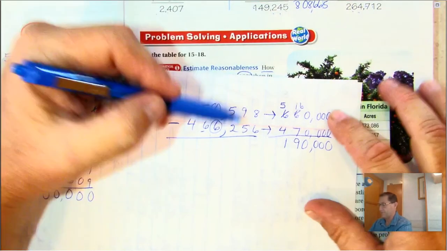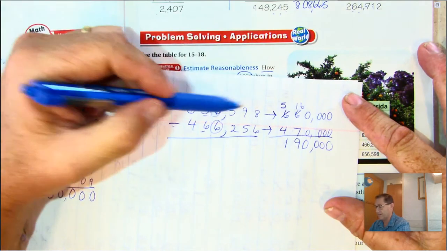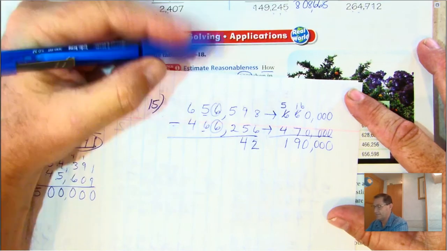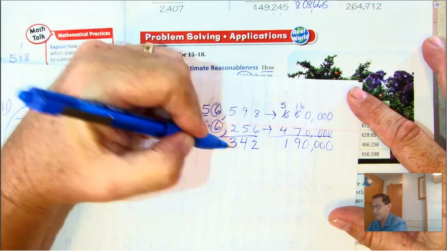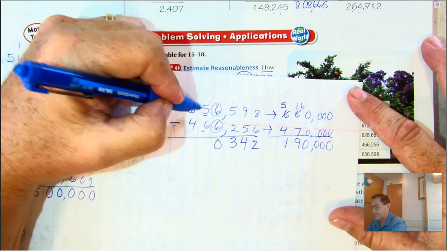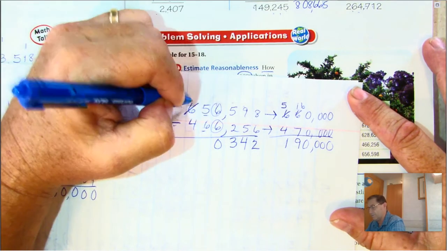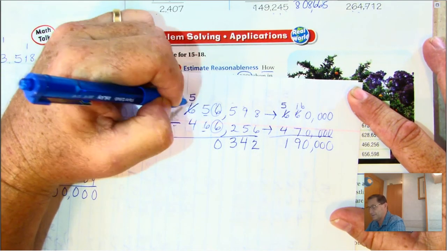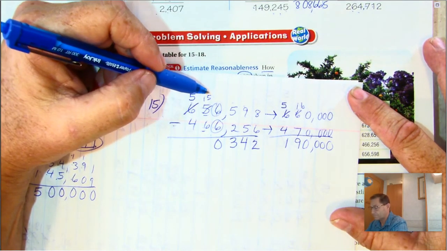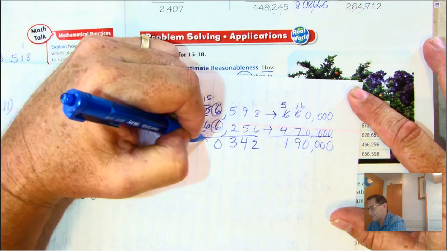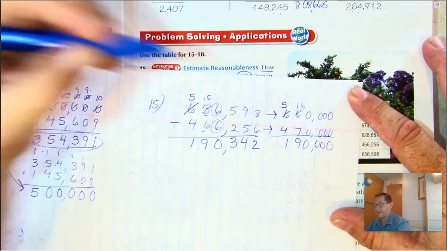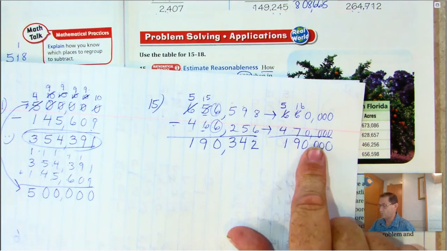About. All right, so now remember, we're going to start with the ones. 8 take away 6 ones is 2 ones. 9 tens take away 5 tens is 4 tens. 500 take away 200 is 300. 6,000 take away 6,000 is 0 thousands. 5 10,000s take away 6 10,000. We're going to regroup. Rename the 500,000s, 600,000s as 500,000, 10,000. 15 10,000s take away 6 10,000s is 9 10,000s. 500,000 take away 400,000, 190,000, 342, and we are really close.